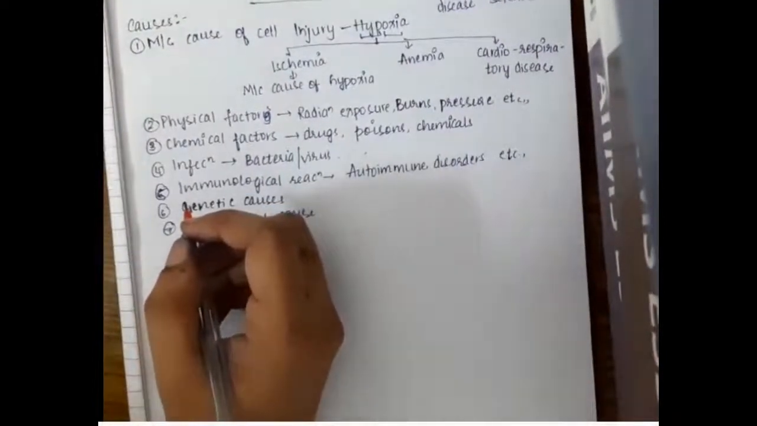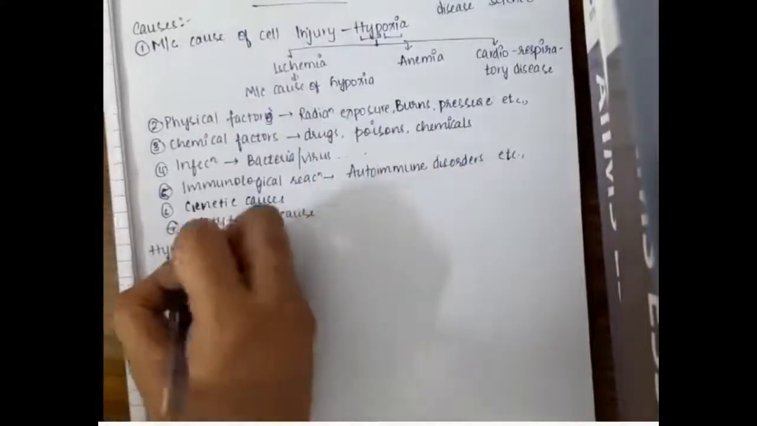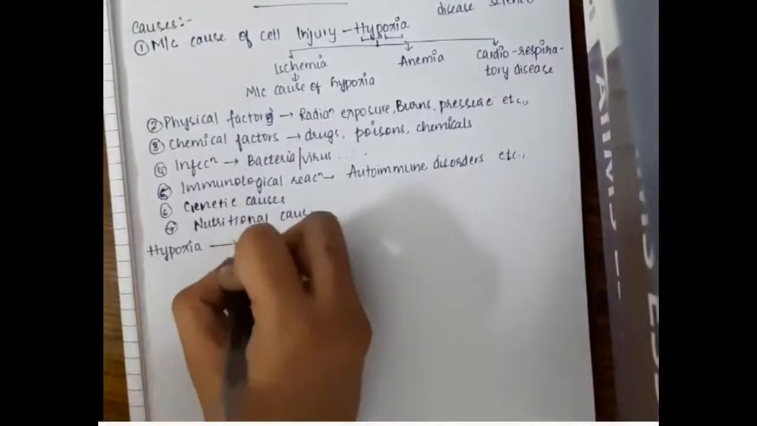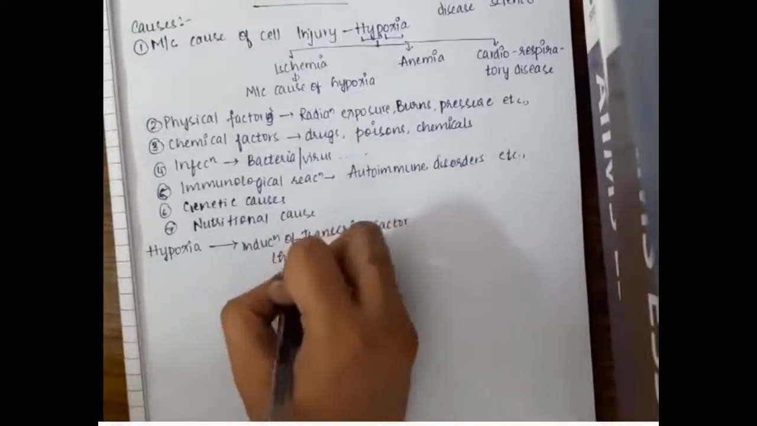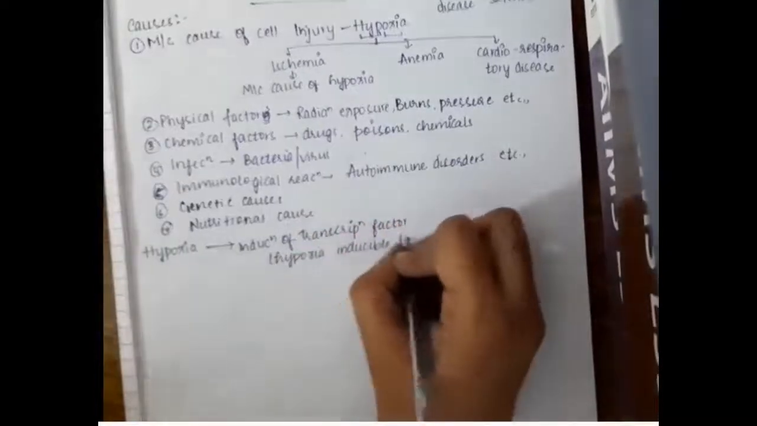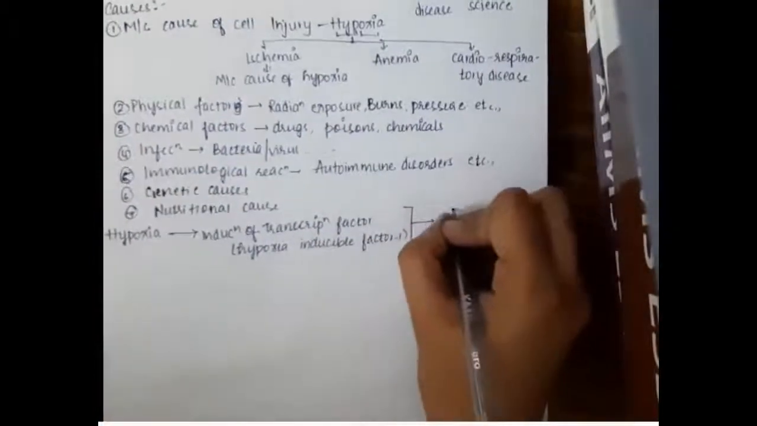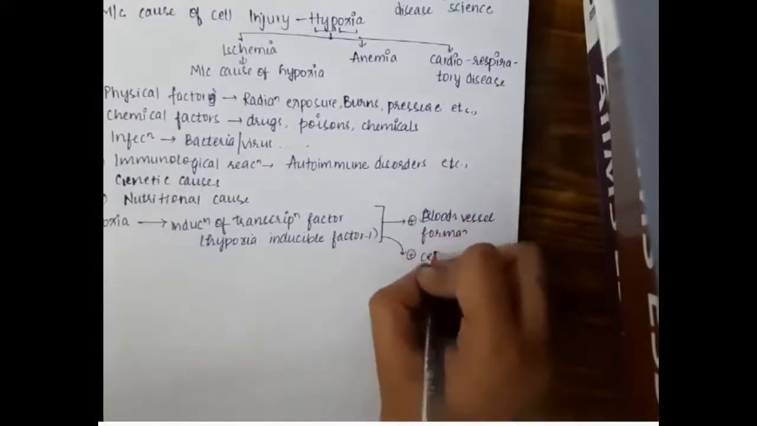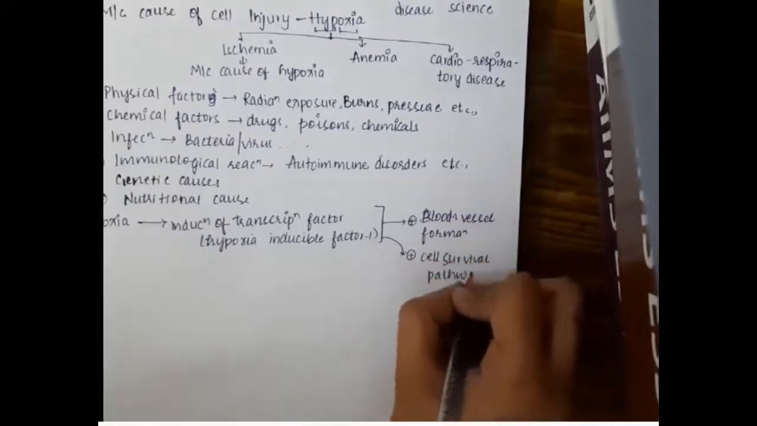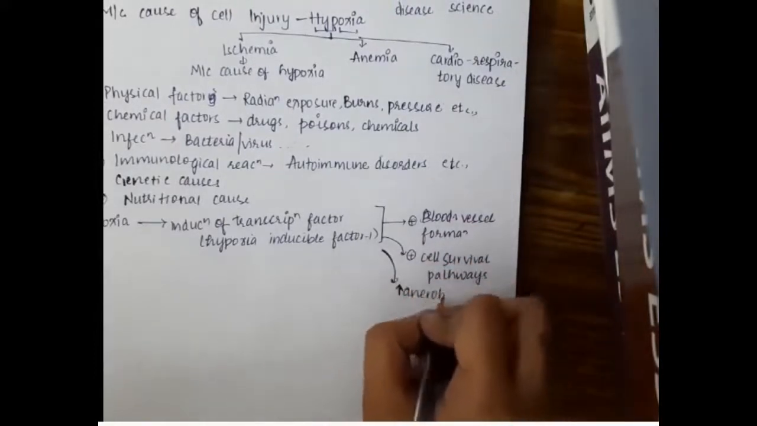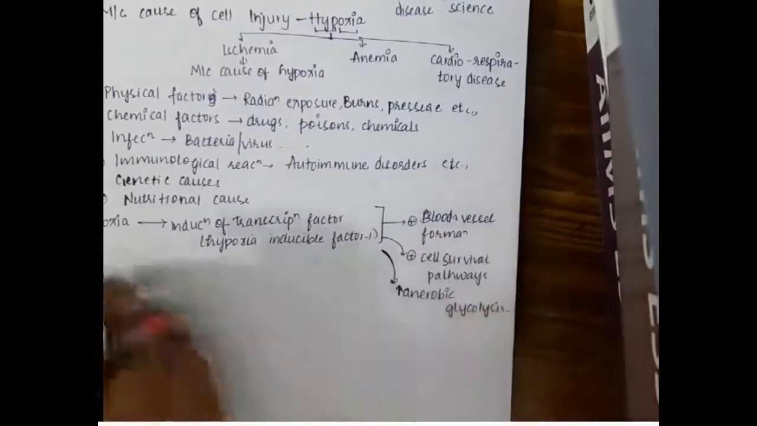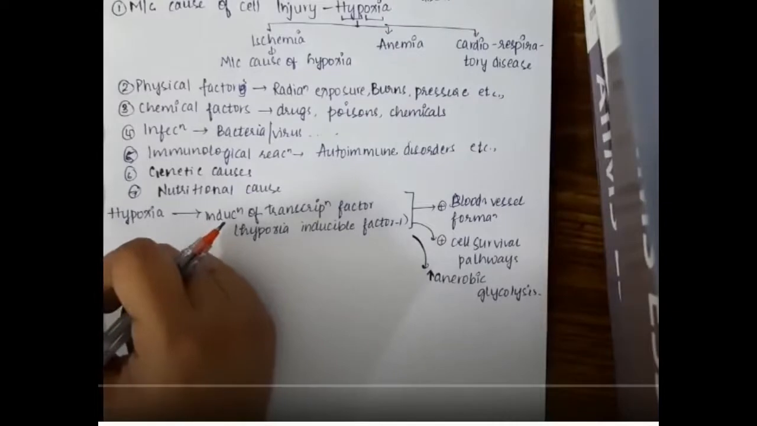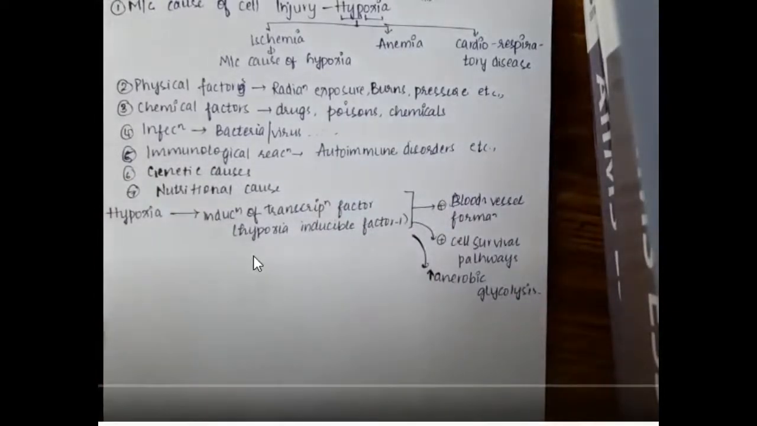First, we will learn the mechanism of hypoxia causing cell injury. Hypoxia will induce a transcription factor called hypoxia inducible factor 1. With the help of this hypoxia inducible factor 1, it causes blood vessel formation, it activates cell survival pathways, and it increases anaerobic glycolysis. So this is the pathway of hypoxia.